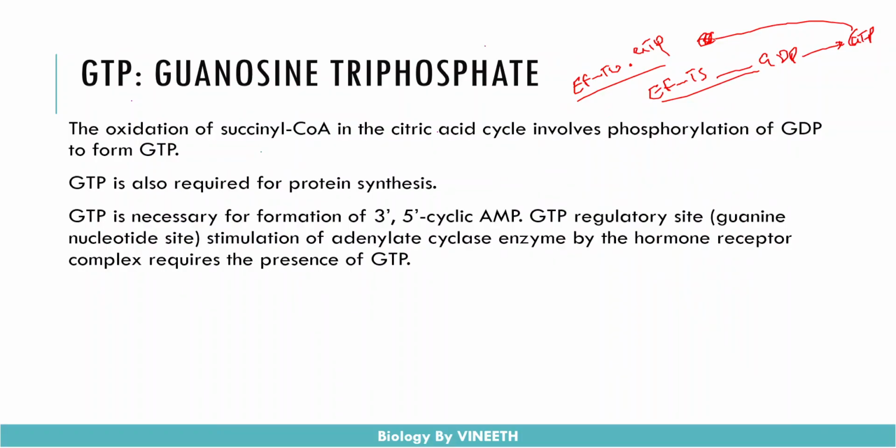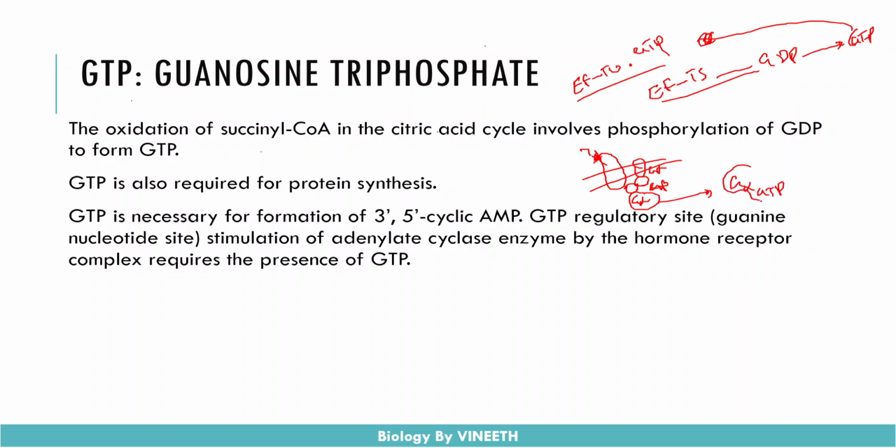And GTP is also involved in the formation of cyclic AMP in the G protein coupled receptor signaling pathway. So we have a big G protein over here, and to this G protein we have the subunits G alpha, G beta, and G gamma, which are linked to the plasma membrane. So when this G protein gets a signal, it in turn activates the G alpha protein, and this G alpha protein gets converted into the active form, G alpha GTP.